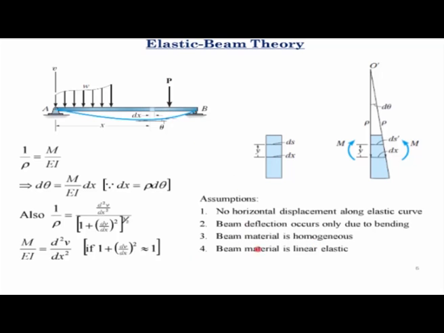The beam material is homogeneous. In other words, this E is constant and it is linear. So it means that once you remove the loads, it can go back to the original condition, and also the principle of superposition is valid. And last but not the least, just keep in mind that this equation is valid for small deflections, because we have neglected this term (dv/dx) squared when we substituted into the top equation.